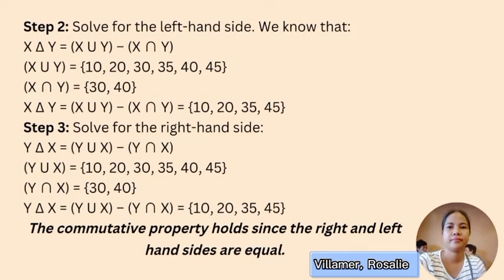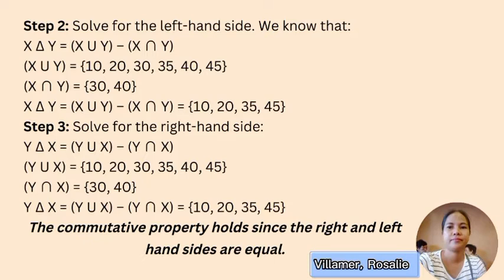We know that X delta Y is equal to the union of X and Y minus the intersection of X and Y. The union of X and Y is the set of the elements 10, 20, 30, 35, 40, and 45. The intersection of X and Y is the set of elements 30 and 40. The symmetric difference of X with respect to Y is the set of elements 10, 20, 35, and 45.